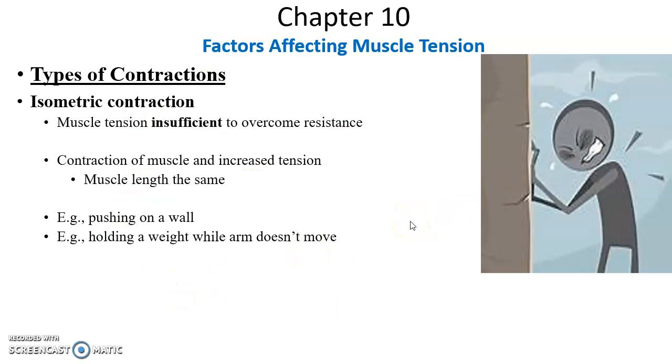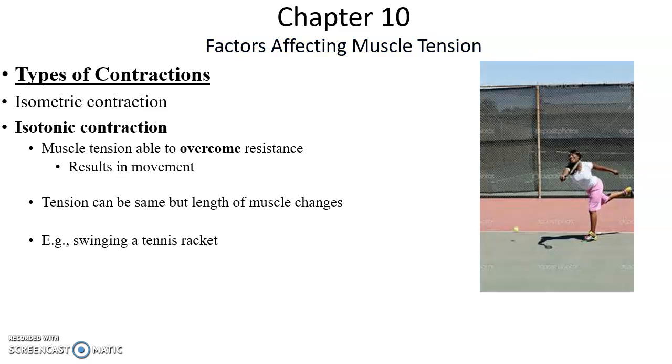And there's a whole series of exercises revolving around that, such as the plank. Then we have isotonic contractions. In isotonic contractions, you have an increase in muscle tension, and it overcomes the resistance. So there is movement. Movement does occur. So tension is generated, and the length of the muscle changes. So contracting muscles to swing a tennis racket, that would be some isotonic contractions.